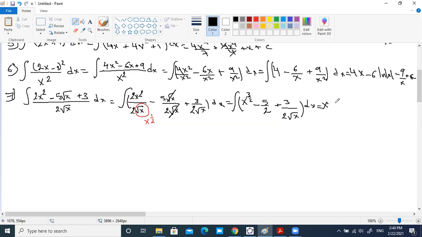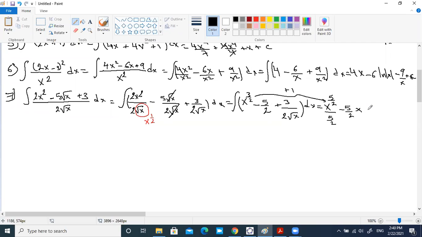For x to the power 3 over 2, add 1, which gives 5 over 2, and divide by 5 over 2. Then minus 5 over 2: this is a constant, and the integral of a constant is the constant times x.